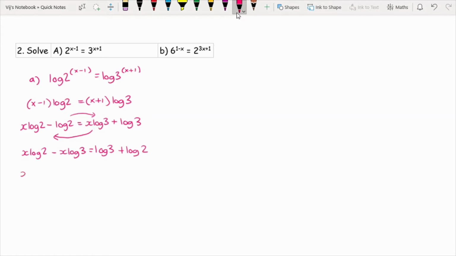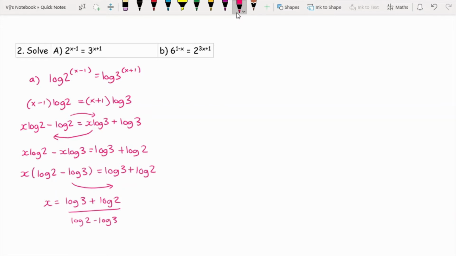So the clever thing we can now do is factorize. As both terms on the left hand side have got x, I can factorize with respect to x, and so going from having two x's, I've now just got the one. And now all I need to do is take the bracket over to the side by dividing. So x equals log 3 plus log 2 divided by log 2 minus log 3, which gives me an x value of minus 4.419 to 3 decimal places.